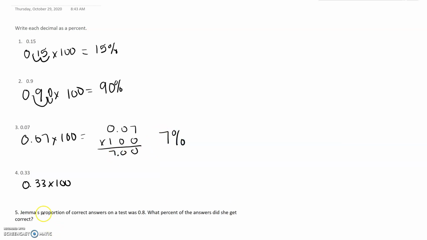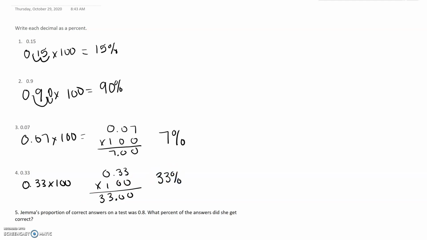I'm going to do the same with my 0.33 times 100. Well, my zeros, everything's going to be 0. So 100 times 3 is 300. 100 times 30 is going to be 3,000, or 3,300. So then I add 1, 2 decimal points. So I go from my far right, 1, 2. So that is 33%.